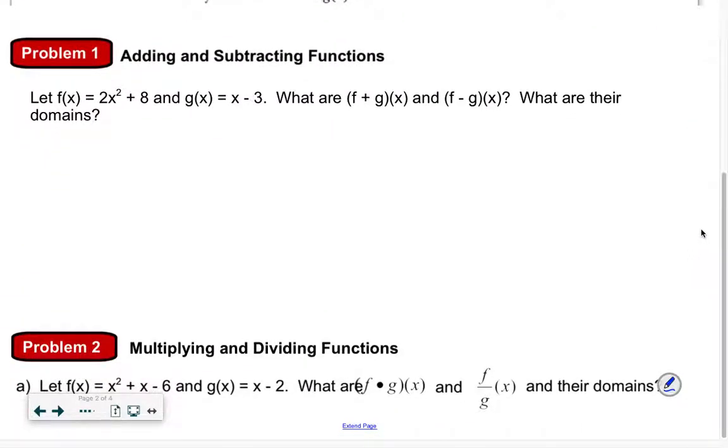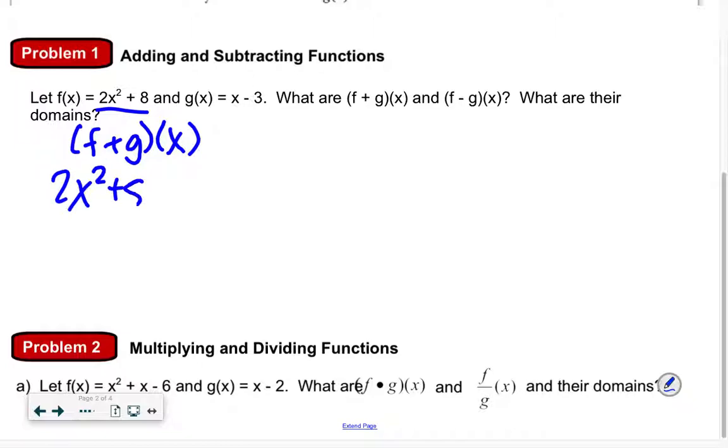In problem 1, it says, let f of x equal 2x squared plus 8 and g of x equal x minus 3. I want to know if I add f and g, what happens? Okay, so we're going to take our f plus g of x and add them. All we're going to do is take our f of x, which is 2x squared plus 8, and add on our g of x, x minus 3.